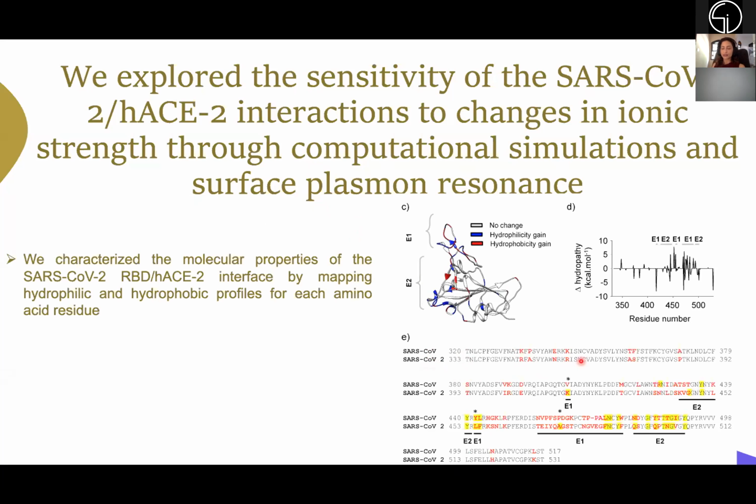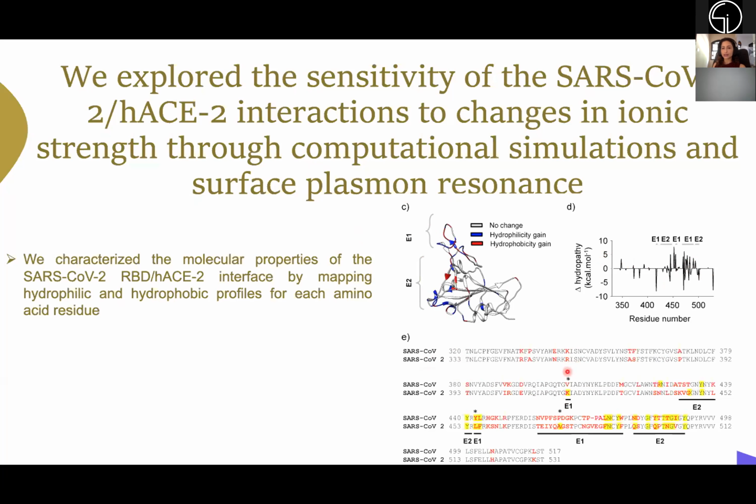First of all, we analyzed the sequence, only the RBD, of SARS-CoV and SARS-CoV-2, and we mapped the residue differences, shown in red. What is highlighted in yellow is in the interface between the virus and ACE2, okay? As you can see, the main differences are located in the interface between the spike and human ACE2, shown here.